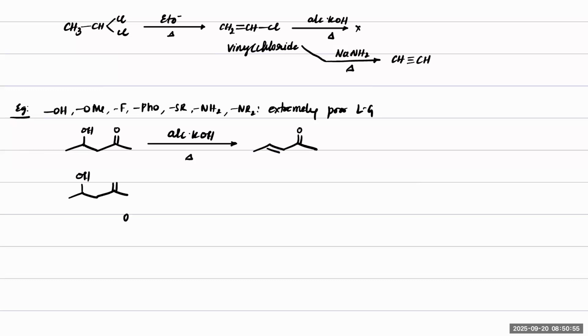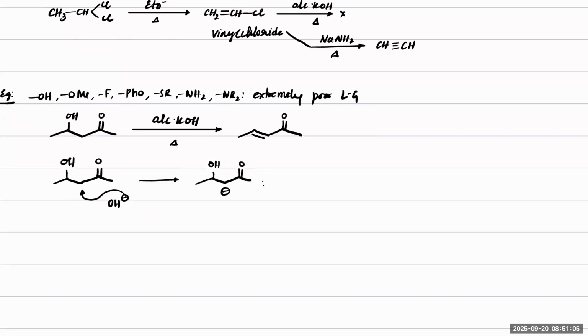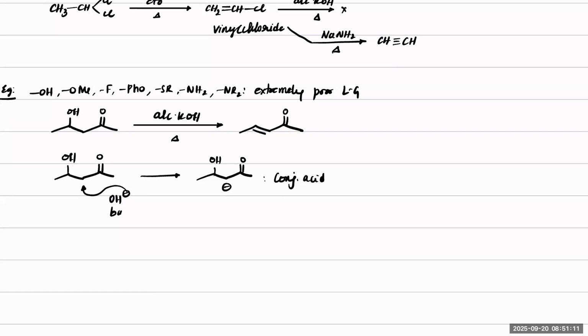OH minus will first take away H plus from here to convert that into a carbanion here with a double bond to O. So what are we getting? We are getting a conjugate base. OH minus is a base, and you are making a conjugate base. Because this is an acid, it is giving away H plus, so what is left is the conjugate base.